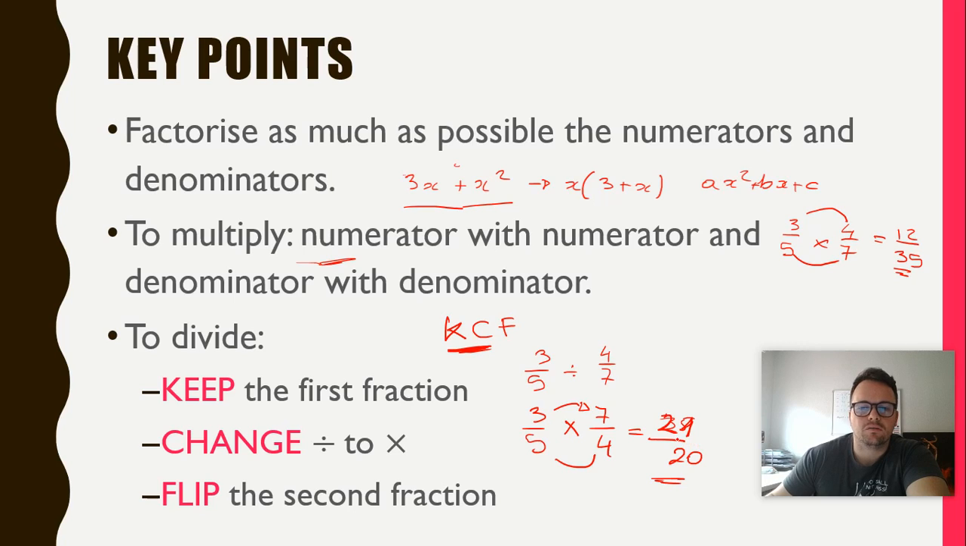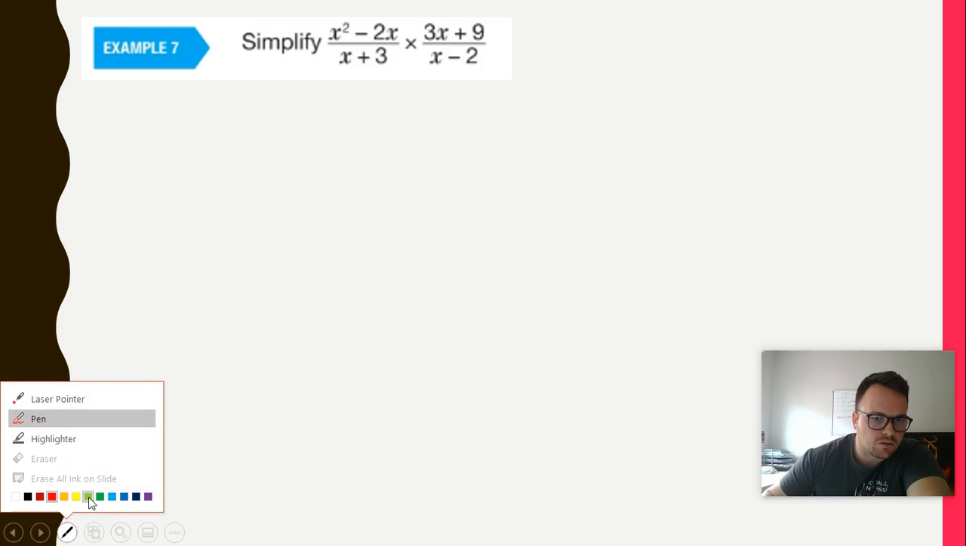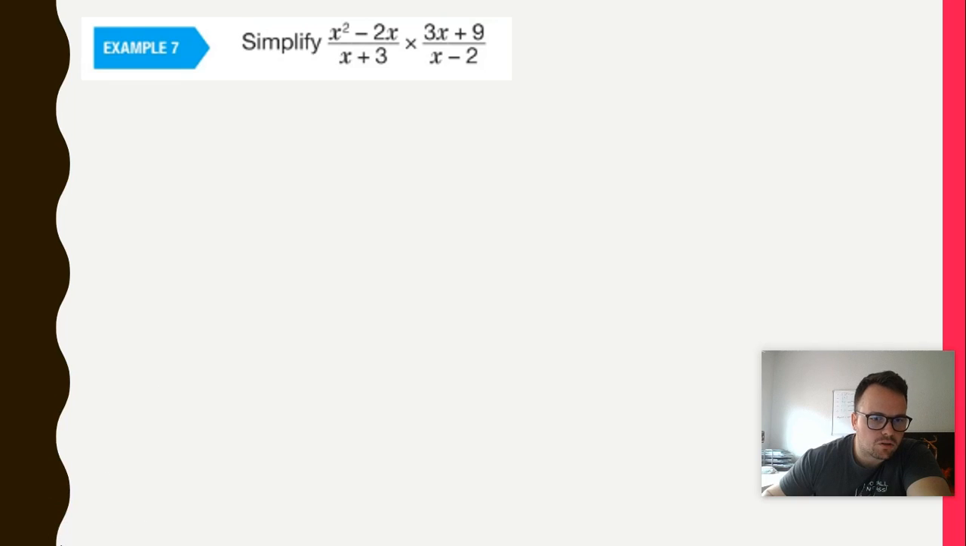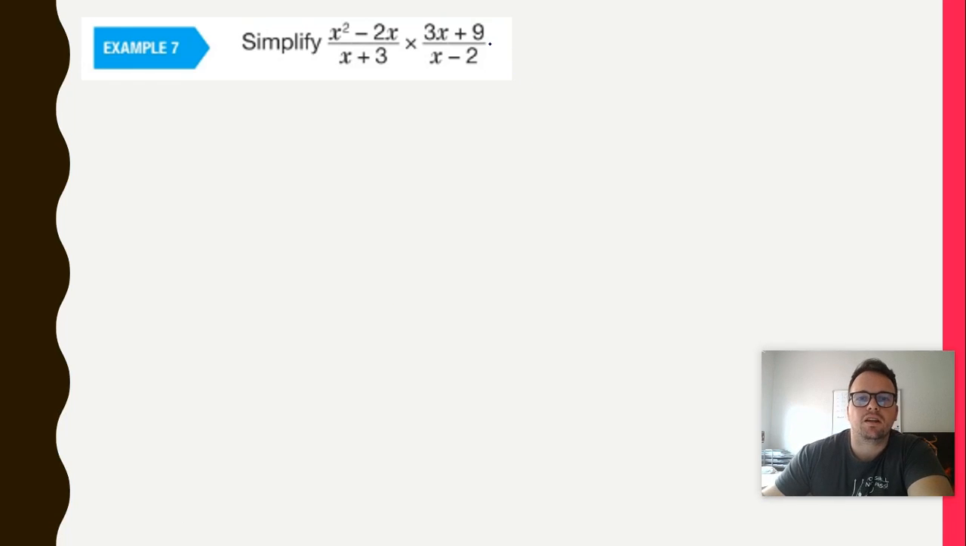So let's give it a go. We have an example here. Simplify x squared. Let's change the color. Let's use blue. All right, this is straightforward. We don't have any tricky factorizing to do.